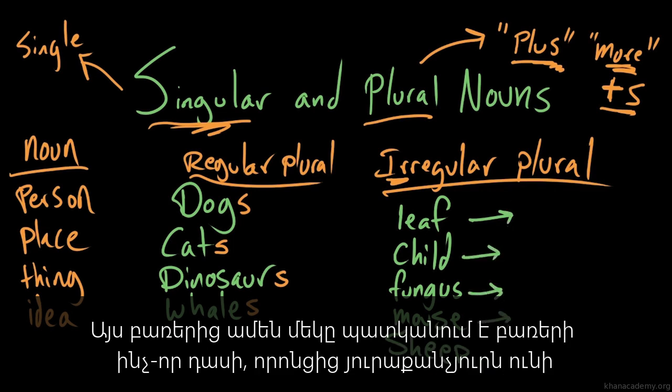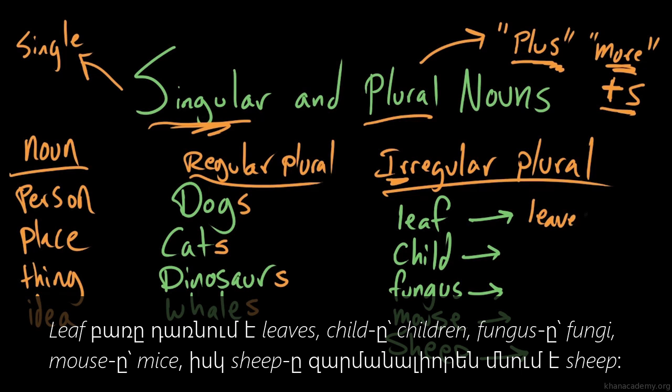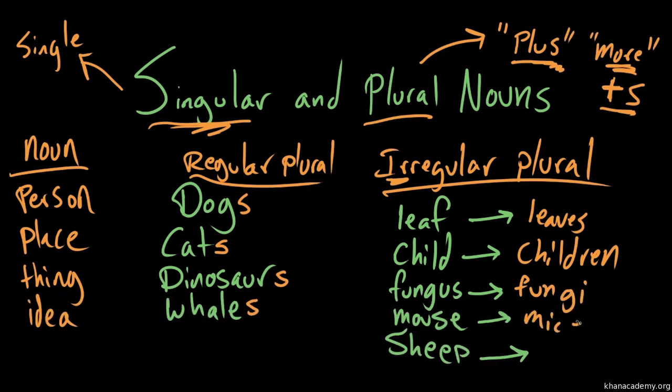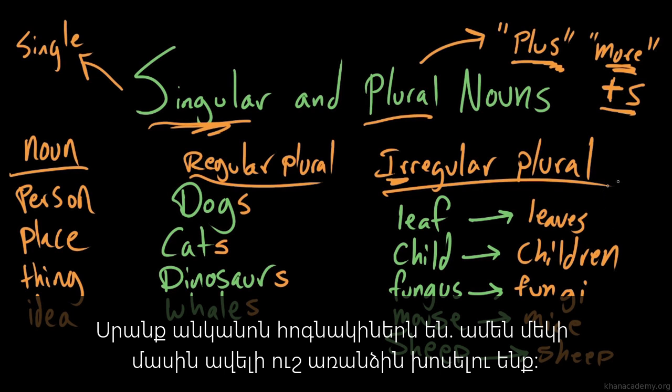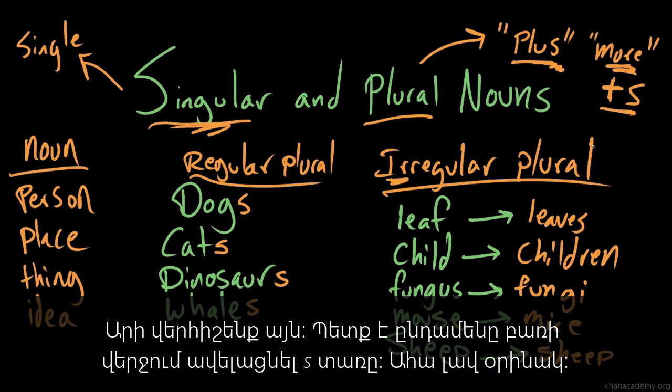Each one of these words corresponds to a class of words that has its own unique pluralization standards. So leaf becomes leaves, child becomes children, fungus becomes fungi, mouse becomes mice, and sheep stays sheep, believe it or not. So these are the irregular plurals, and we'll be covering each of these in turn in later videos. But for now, I just want you to focus on the regular plural, which again we can sum up in this way. All you have to do is add an S.